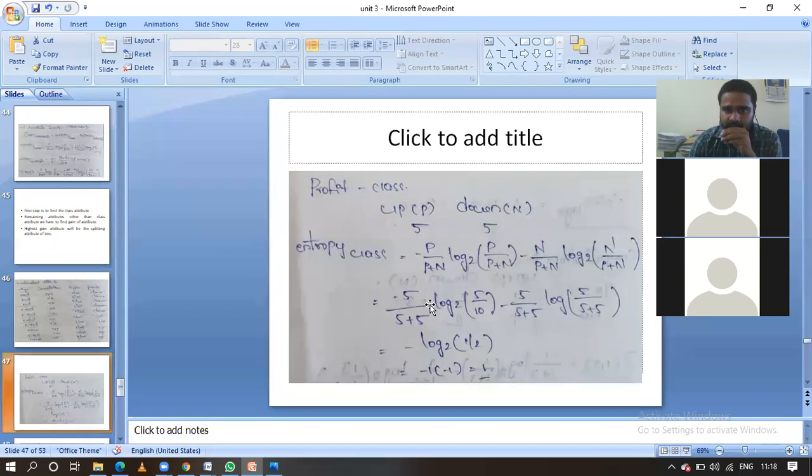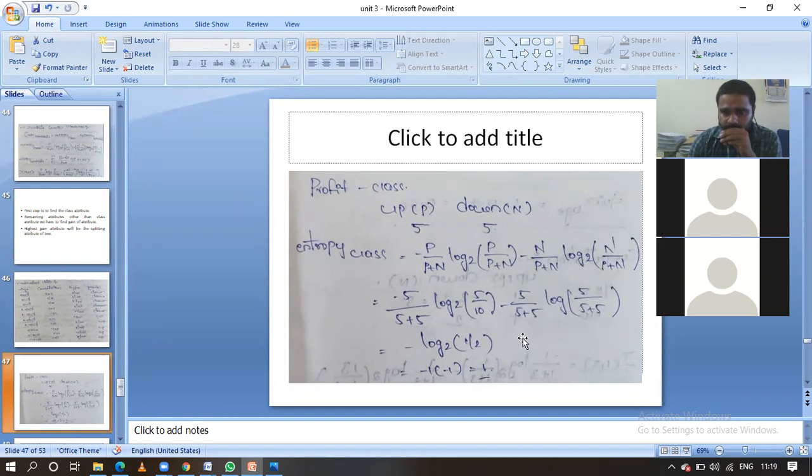This is the formula, guys. Substitute these values here. The p value is 5, so 5 by p plus n; the n value is 5. Log to 5 by p plus n, where p plus n is 5 plus 5, which means 10. Minus 5 by p plus n, where the p value is 5 and the n value is 5, log to 5 by 5 plus 5.